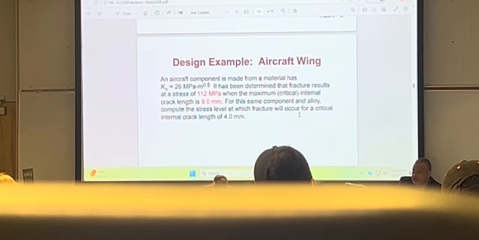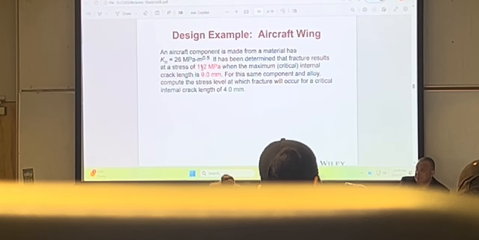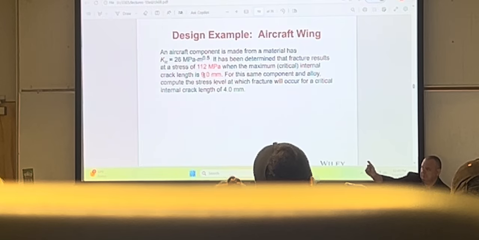Okay, aircraft wing. Aircraft component is made from material that has fracture toughness of 26 megapascals per meter. It has been determined that fracture results at a stress of 112 megapascals. They measured it with a maximum critical internal crack length of 9 millimeters, almost a centimeter, pretty big. For the same component and alloy, calculate the stress level at which fracture will occur for a critical crack length of 4 millimeters. Okay, so at 112, it failed when it was 9 millimeters. When it's 4, what stress level do you expect it to fail at?